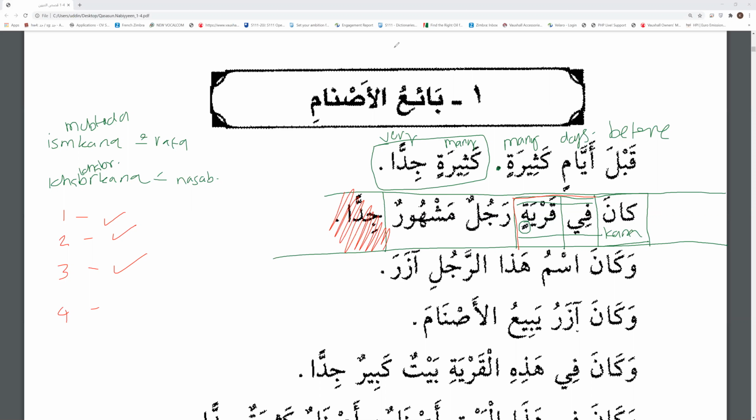Now, a Mawsuf Sifa is going to be in one box. And we're going to say it breaks down as this. So now look at this, boys.